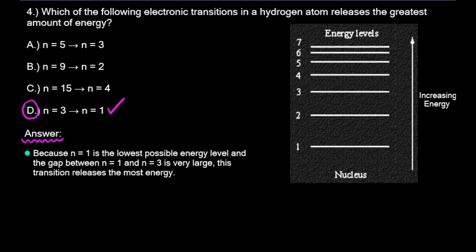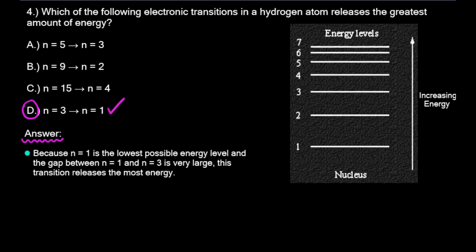Answer choice D, the transition from n equals 3 to n equals 1. This is the biggest drop toward the ground state. Because the energy gap between n equals 3 and n equals 1 is the largest among these options, this transition releases the greatest amount of energy. So the correct answer is D, n equals 3 to n equals 1.